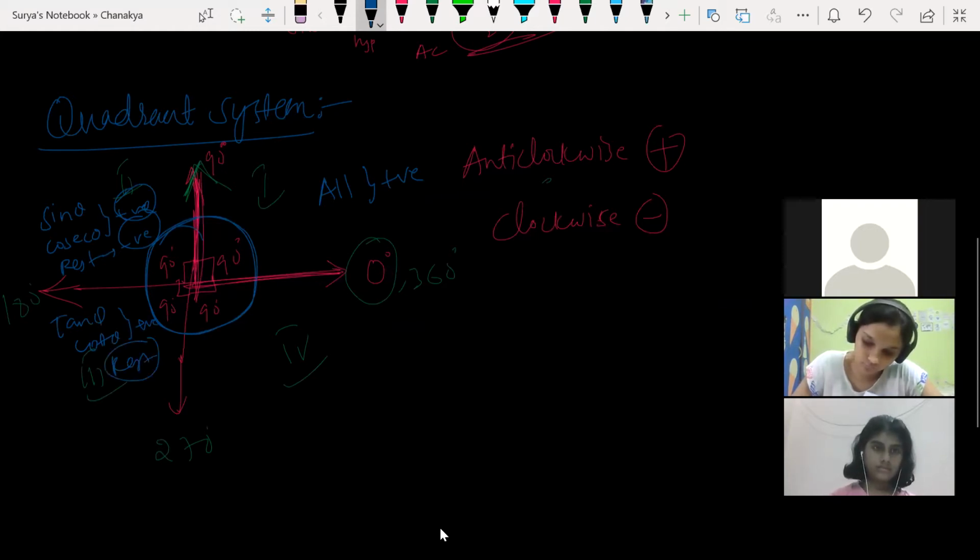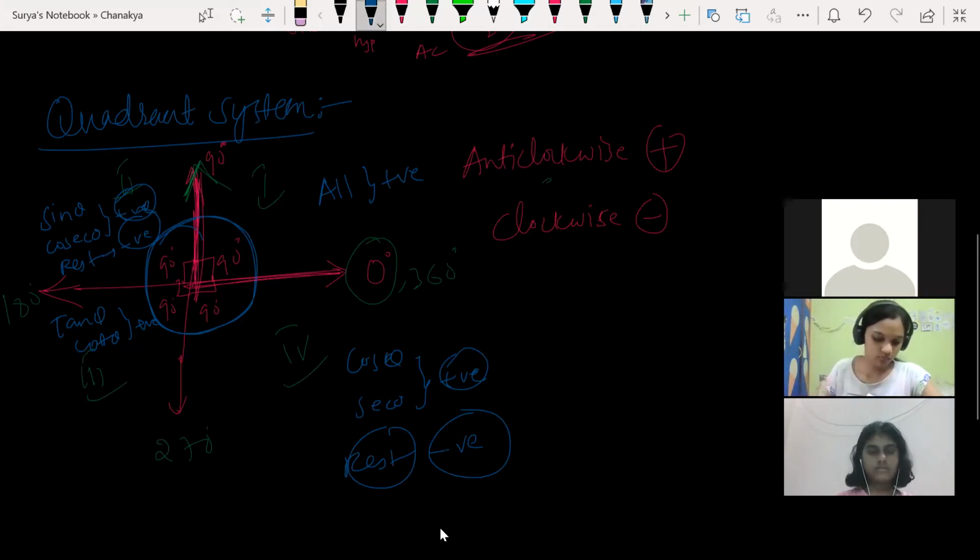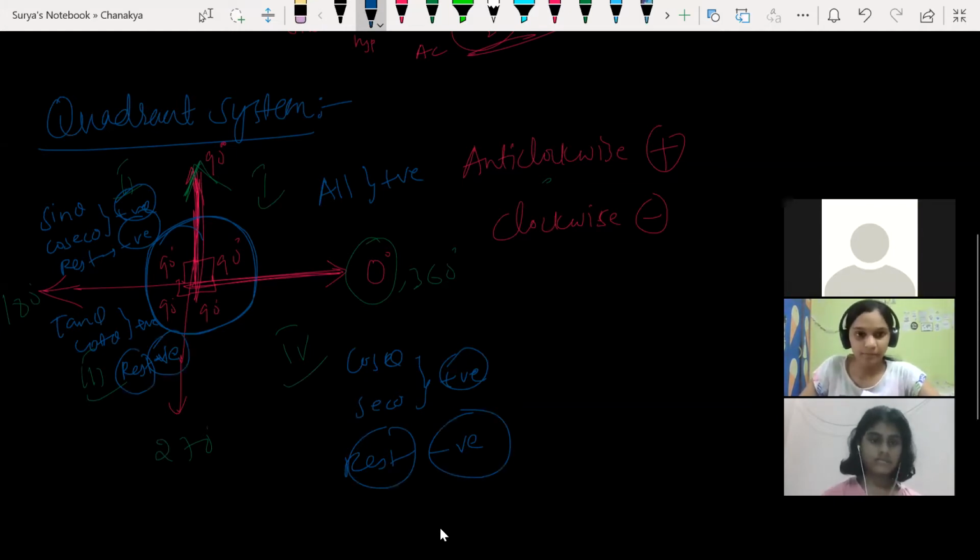Guys, don't worry, I'll be explaining it again tomorrow. Next, in the fourth quadrant, cos theta and secant theta will be positive and the rest will be negative. So this is a basic, rough diagram I'm drawing for you. Don't worry, I'll explain it tomorrow as well. Why am I explaining all this now? Today you have to go through this rough idea once again. You have to go through a textbook. Please open it and read it.